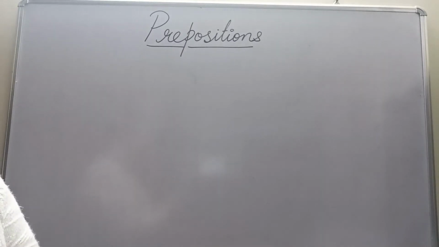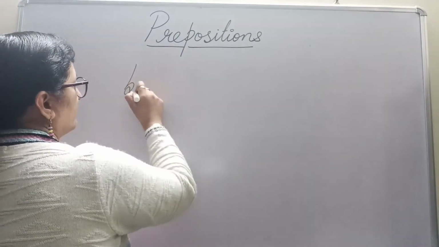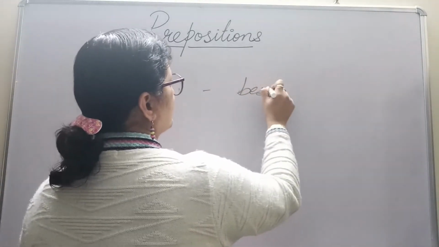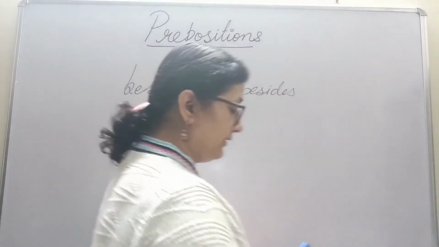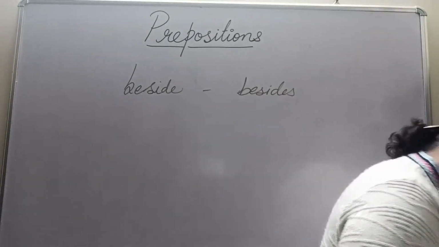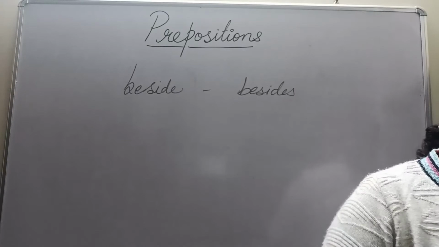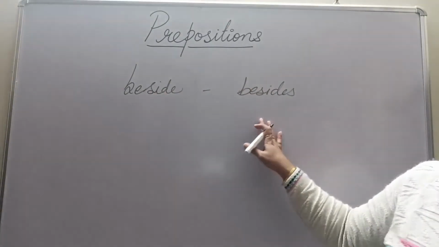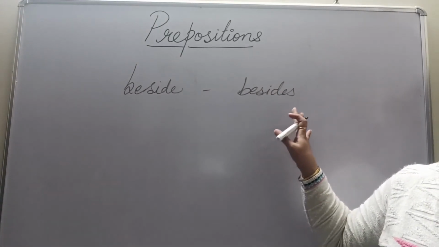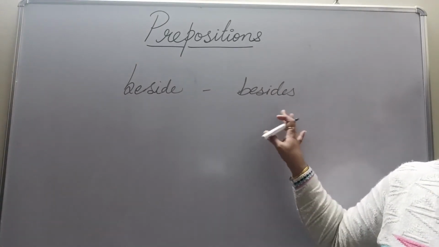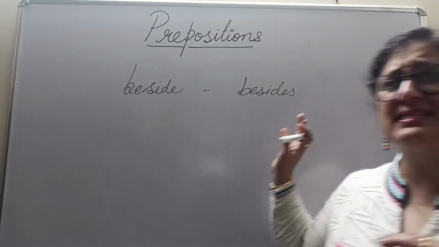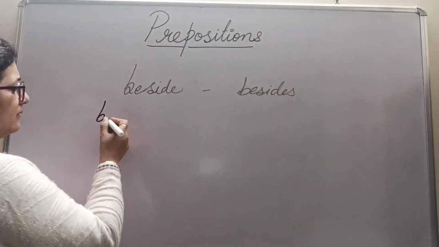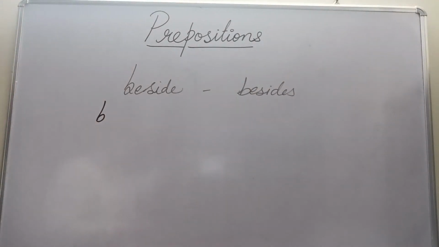Going up to our next one, beside and besides. Very often we come across this, beside and besides. Now these are again pretty common ones which you get confused with. The basic difference is this: one means next to and the other one means except this one, something else most probably. Besides means except this one, some other thing, and beside, let's say, means next to.